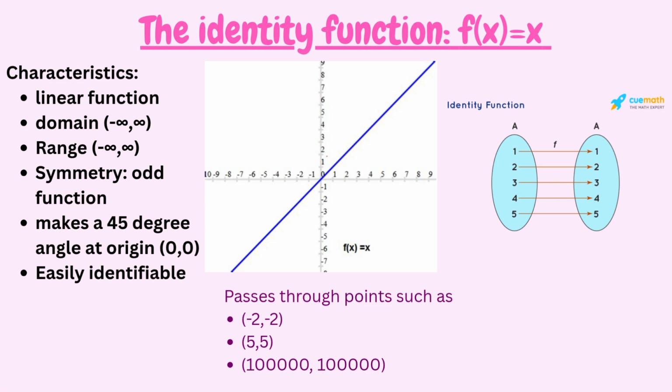So in the middle, yeah, you can see an example of it. And then to the right, that just shows the inputs and the outputs of an identity function. And so on the bottom, it passes through points such as negative 2, negative 2, 5, 5, and 100,000, 100,000. It's always going to pass through a point like 5, 5 and not like 2, 1 because it's symmetrical and it's a straight diagonal line. So yeah, that's the identity function.